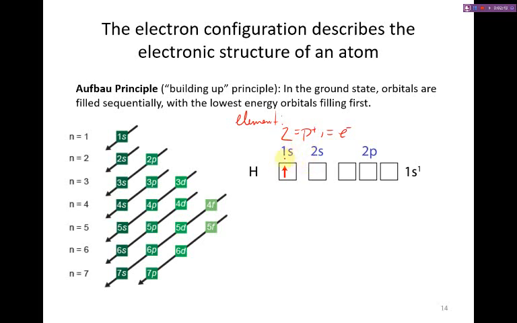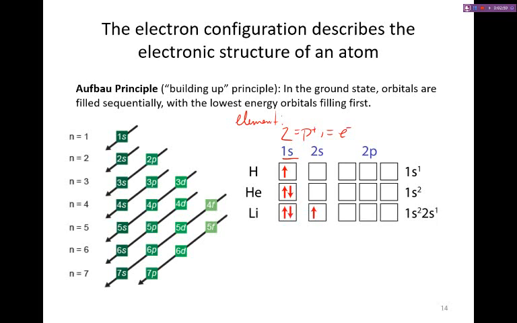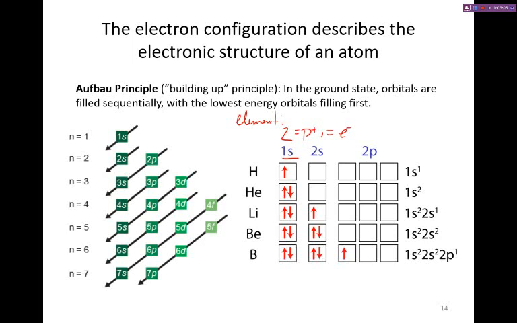Since we fill in the 1s shell first, we put one electron in there for hydrogen. For helium, we're going to put the second electron in that same shell until it's filled. Now that we have a third electron for lithium, we put that into the next highest energy level, and so on and so forth, until we get to the 2p subshell.